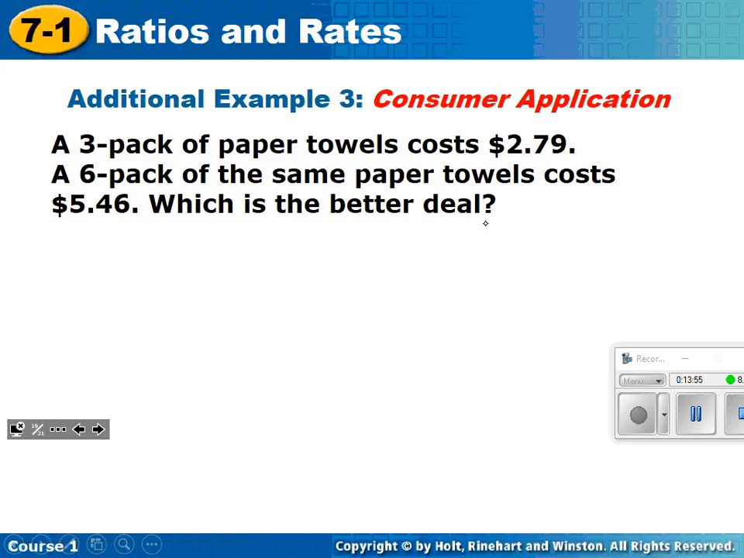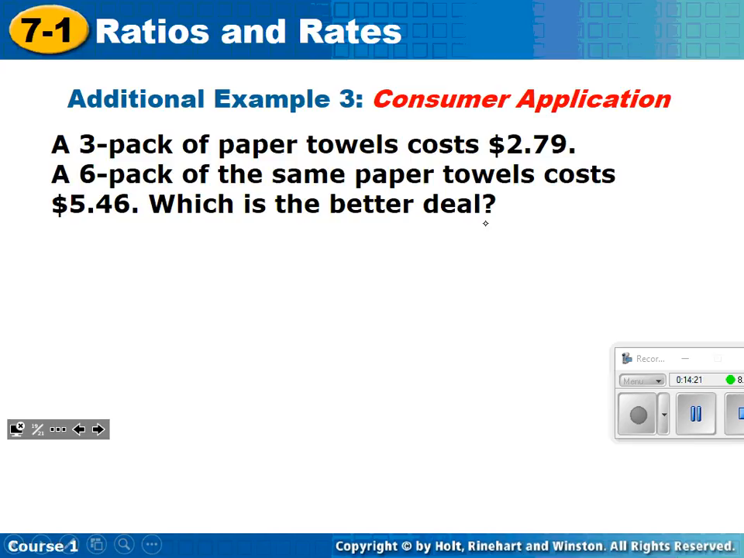So, we have this situation. You're at the grocery store, looking at these paper towels. You have a 3-pack of paper towels for $2.79, and a 6-pack of paper towels for $5.46. We want to figure out which is the better deal. A lot of you are going to say, why don't we just double the 3-pack and see which is less? You can do that, but it doesn't always work out so nifty.